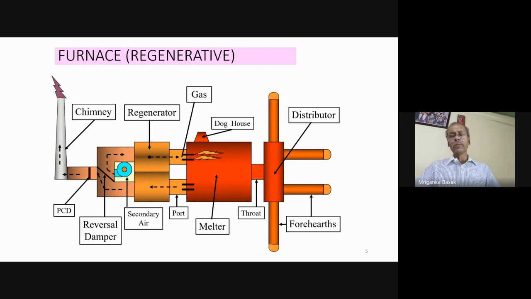These are all automatically controlled, except the melter temperature. Melter temperature cannot be automatically controlled because I have shown you that there is a reversal damper and a reversal cycle after every 20 to 30 minutes. When this changeover takes place, the firing inside the melter is completely off. Hence, there should not be any automatic control of temperature inside the melter. However, the fuel flow and the secondary air flow are controlled separately, and thereafter there is a ratio control circuit and all. In a distributor, however, there is an automatic temperature control, and the forehearths also have automatic temperature controls.